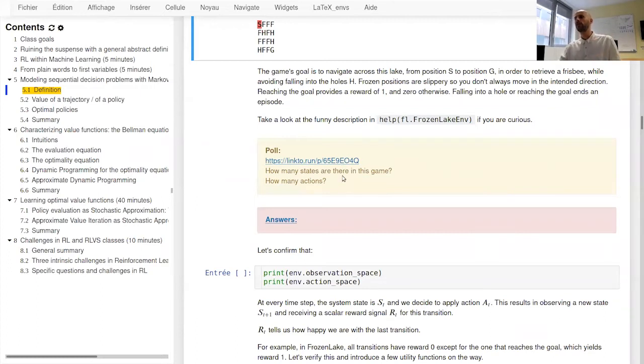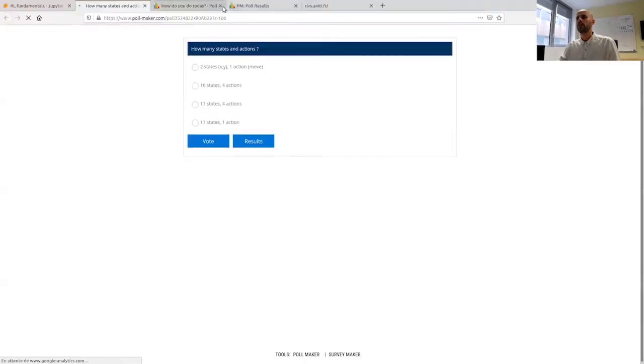And so here is a poll for you. Two questions: how many states are there in this game and how many actions? So here are the proposed answers: 2 states, XY, 1 action, move; or 16 states and 4 actions; 17 states and 4 actions; 70 states and 1 action.